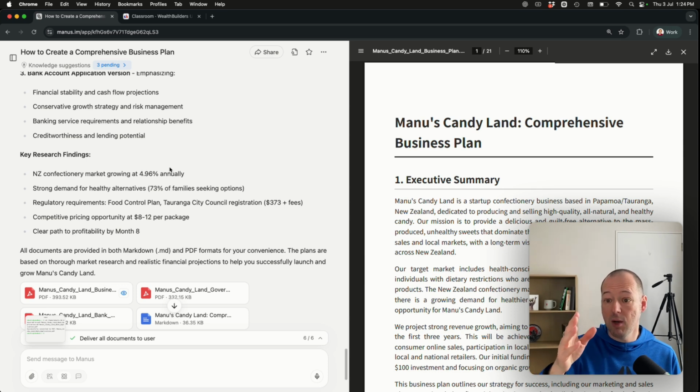It also shows us the requirements we have, like the food control plan and the city council registration, and tells us how much money we have to spend on those registration fees. It also gives us a competitive pricing opportunity between $8 and $12 per package, which is good when it comes to pricing, because how much do you charge for your product if you don't have any reference? It gives us a reference we can test in the beginning, and then a clear path to profitability.